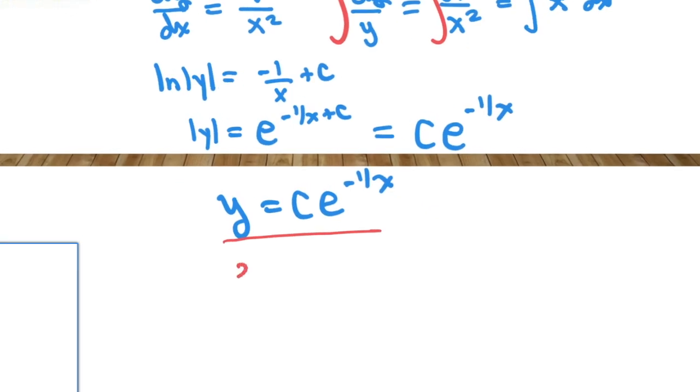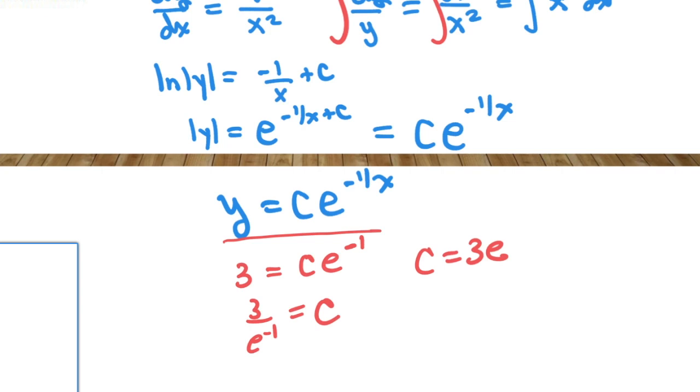But we're supposed to pass through (1, 3). So when we do that, we're going to let the y be 3 and x be 1. So we're going to have 3 equals c e to the negative 1, or 3 over e to the negative 1 is my c value. So c equals 3e. Do your substitution. You get y equals 3e times e to the negative 1 over x. And you might even want to write this as 3e to the 1 minus 1 over x.